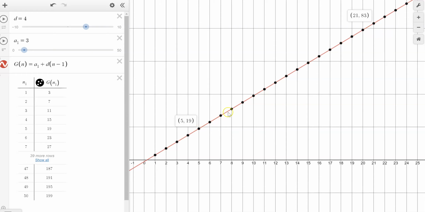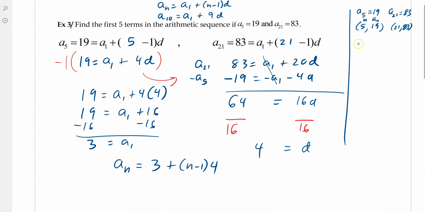Our difference here is our slope. You can see it goes up by 4. So when we went from 5 to the next term, which is 6, it increased by 4, and it increased by 4, and it increases by 4. That's our slope. It's up 4 over 1. So if you took these 2 points and found their slope, you are finding the difference. So our difference is the slope.